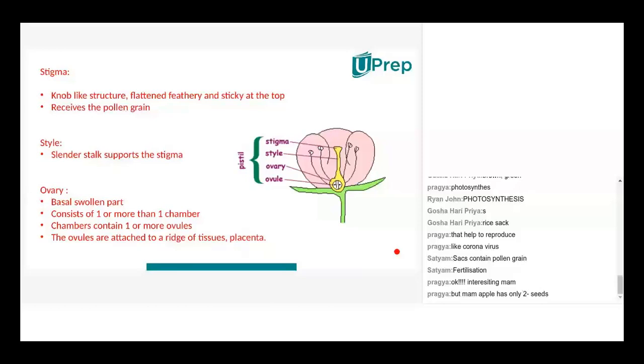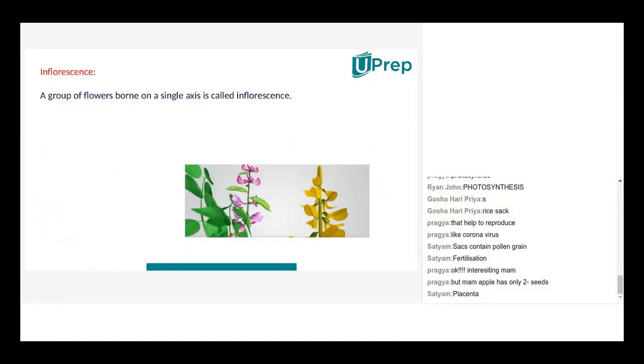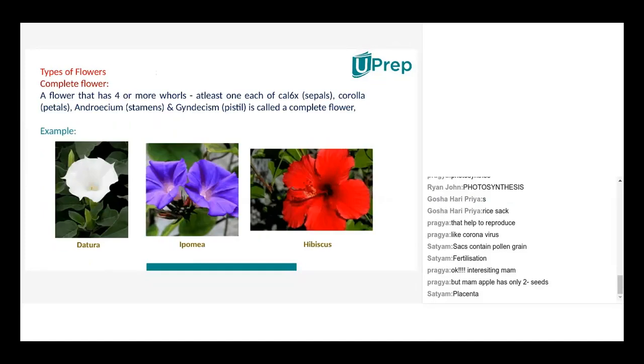No, Pragya, apple does not have two seeds. Apple has multiple seeds. If you have just one slice of apple, you will find 2 to 3 seeds. An entire apple will have more than 7 to 8 seeds. Yes, Satyam, placenta. Placenta is that thin tube-like structure which connects the ovule to the ovary to give all the nutrition, just like in the case of human beings.